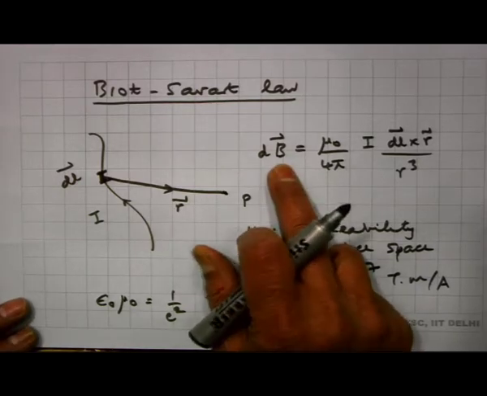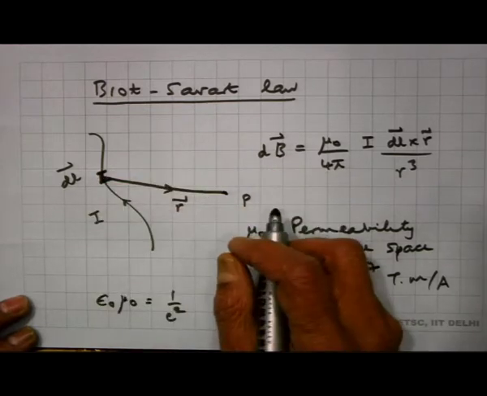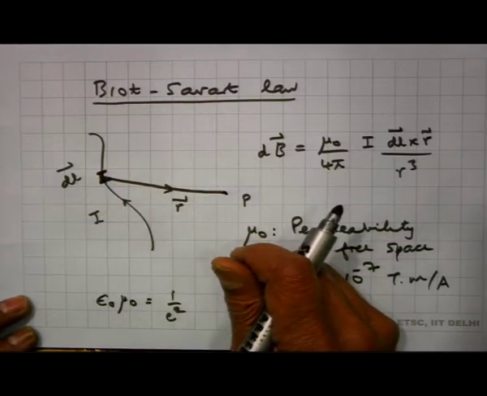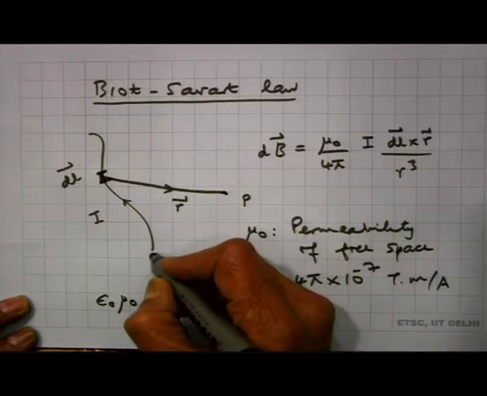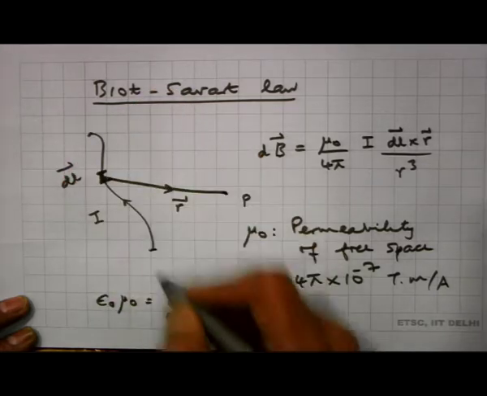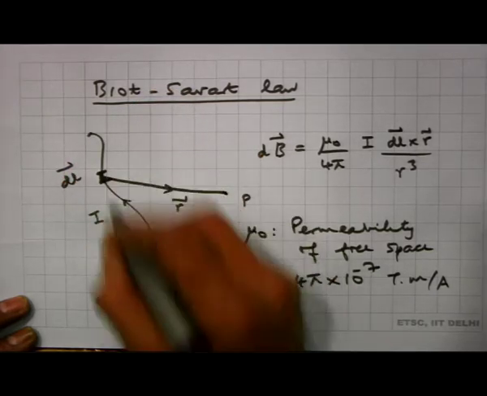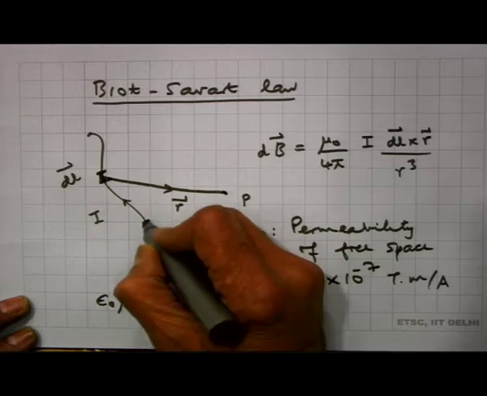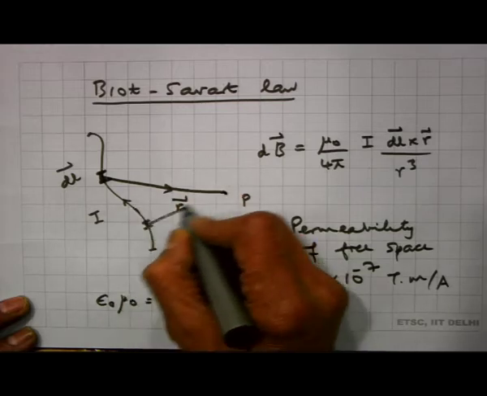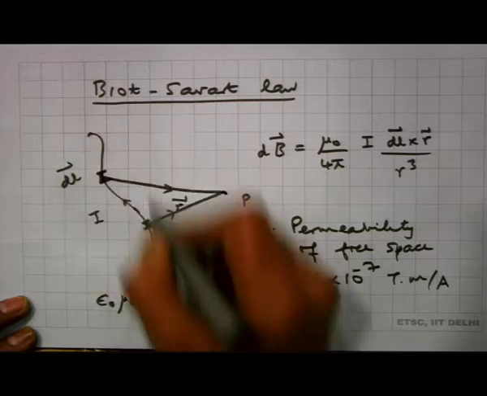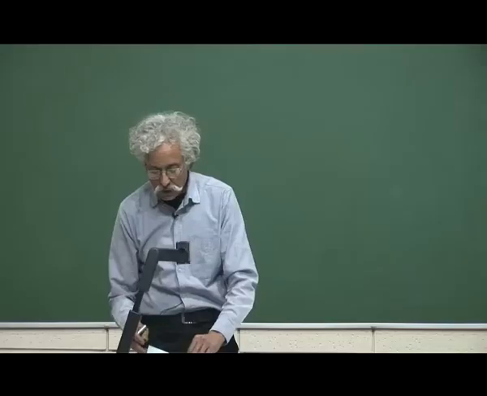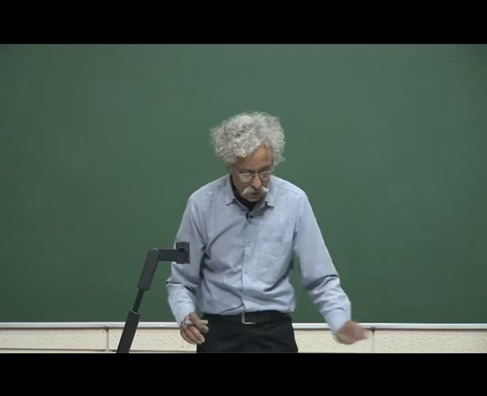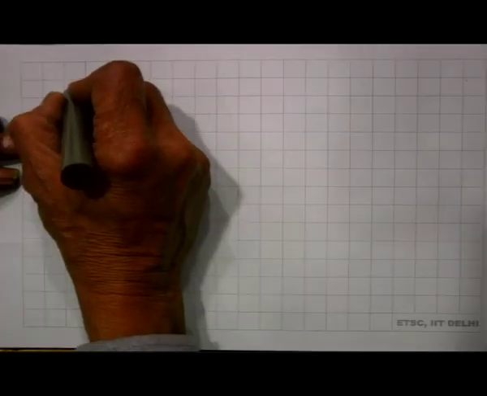So, this gives me the magnetic field generated by a small current element, and just like electrostatic fields, magnetic fields also satisfy the superposition principle. If I want to calculate the total magnetic field generated by this entire current, I take individual current elements at different points, calculate the magnetic field generated by each individual current element, add them up at this point vectorially and get the total magnetic field. In fact, last class what we had done is to calculate the magnetic field due to a circular loop of current.